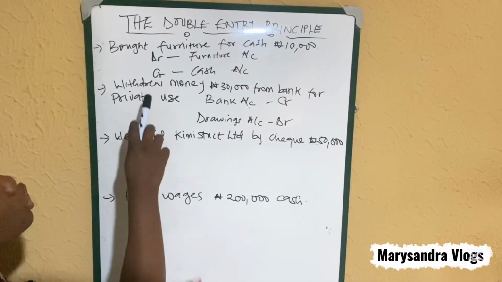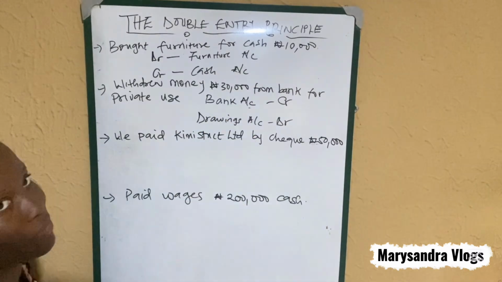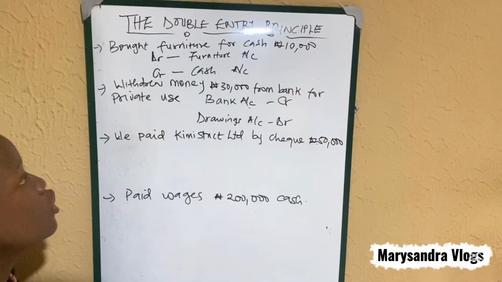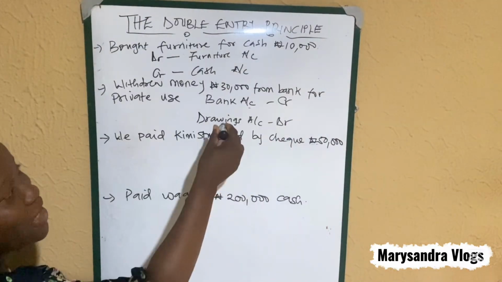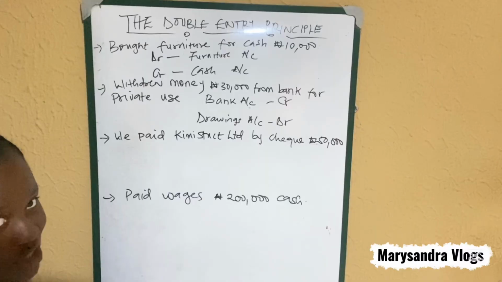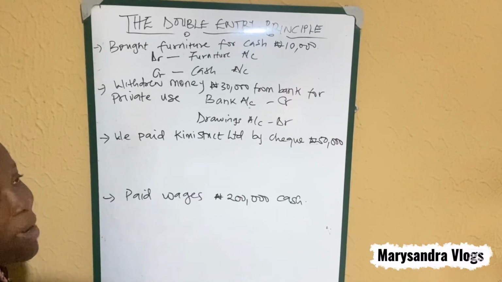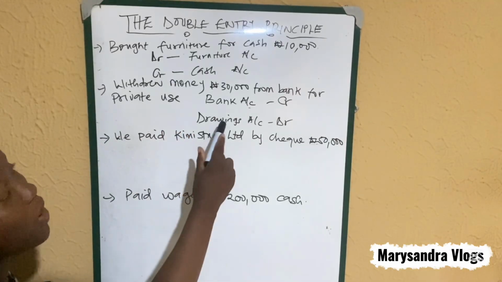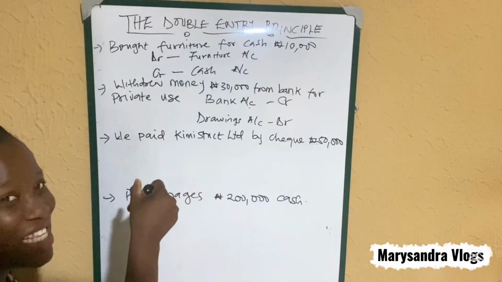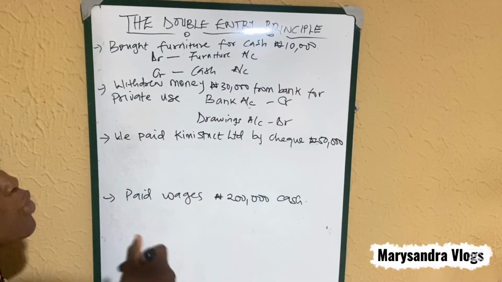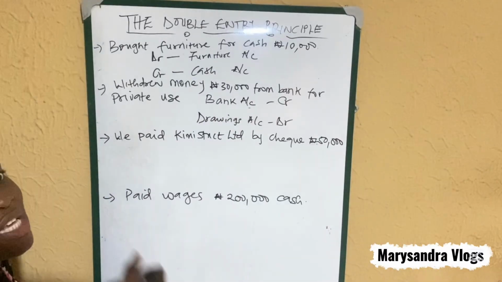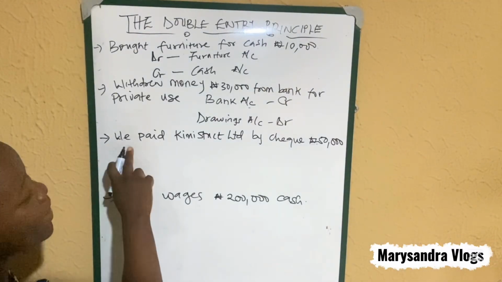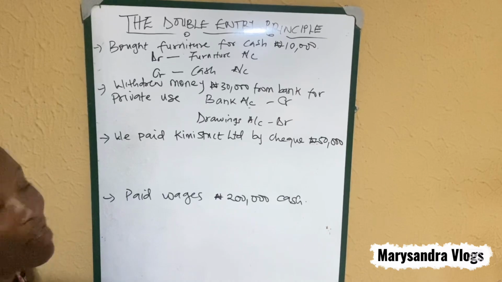Let's say, for example, withdrew money 30,000 naira from bank. We already established that bank is giving out, so we'll credit bank account. Then we are going to debit cash. So we're going to assume that your cash account is increasing. Of course, when you withdraw from the bank, you are getting cash. But because it is specifically stated that it is for private use, it's directly hitting your drawings. That's what it's called, because when you withdraw money for your personal use, it is called drawings.